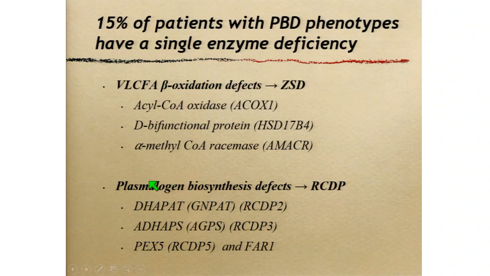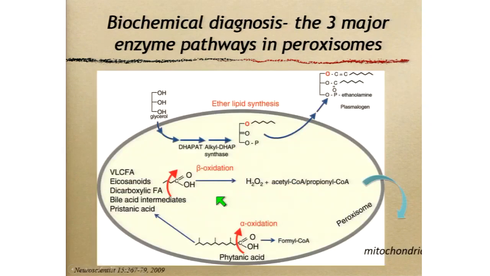And RCDP can also be caused by defects in plasmalogen biosynthesis. There's an RCDP2 due to defects in DHAPAT, RCDP3 to ADAPS, and then these new defects that Hans will tell us about where the PEX5 binding site to PEX7 is mutated, and so you get an RCDP5, and also defects in fatty alcohol reductase. And so, of course, this tells us, like I mentioned before, that it is the plasmalogen biosynthesis defects themselves that cause RCDP.